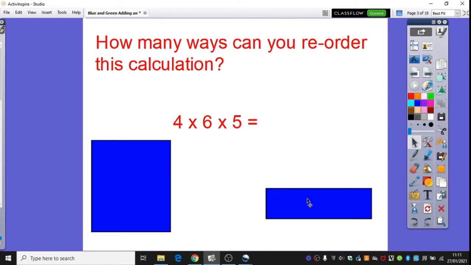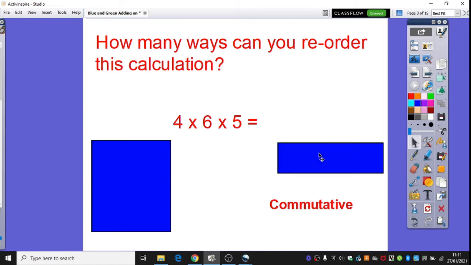Now when we multiply, we are actually able to use the commutative law, and what I mean by this is it doesn't matter what order we multiply in, we will still get the same answer. So obviously we've got here 4 times 6 times 5. I'd like you to think about what other orders could you multiply these numbers in. If you pause the video now.